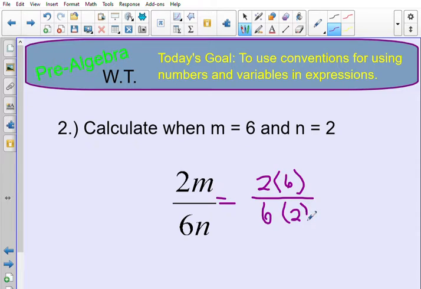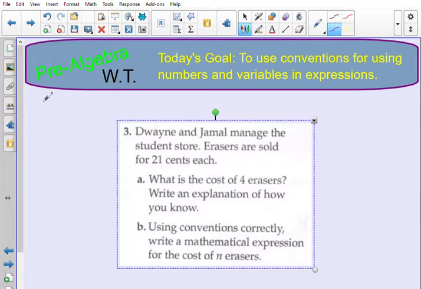I need to see what you plug in, so this should be written on your paper. If it's not written on your paper, then you have a mistake. That then becomes 12 over 12, and 12 over 12 is reducible. Don't leave it as just 12 over 12. That should equal 1. Number 3, you can pause the video now.